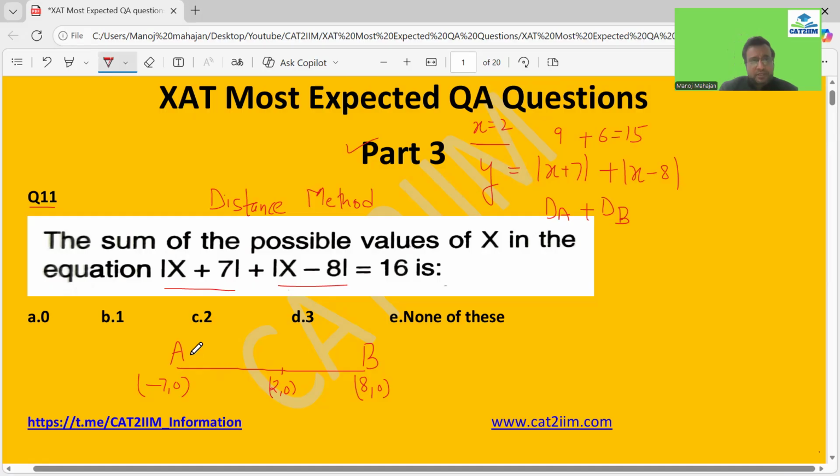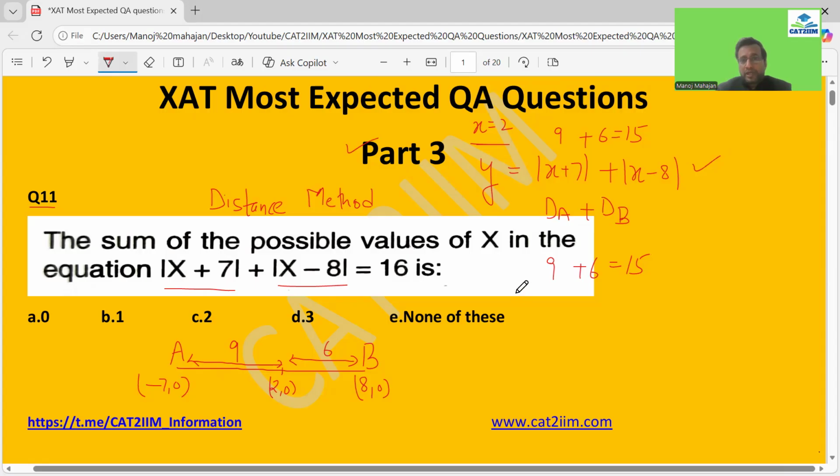What is the distance traveled by A? From minus 7 to 2, that would be nothing but 9, and for B this would be 6. So A travels 9, B travels 6, so the sum total is 15. You should be able to understand that the output of this function is the same as the sum of the distances traveled by A and B.